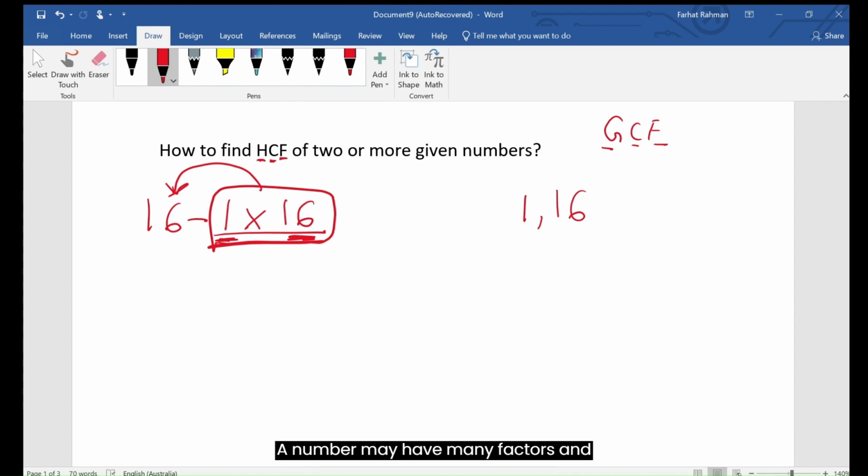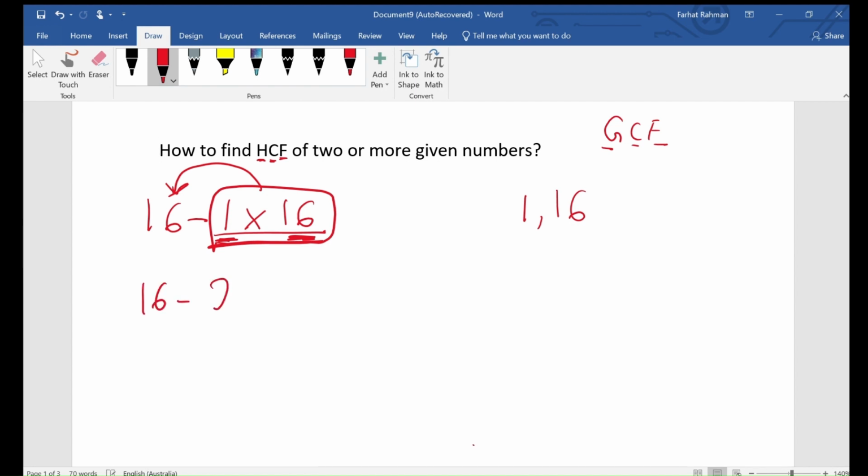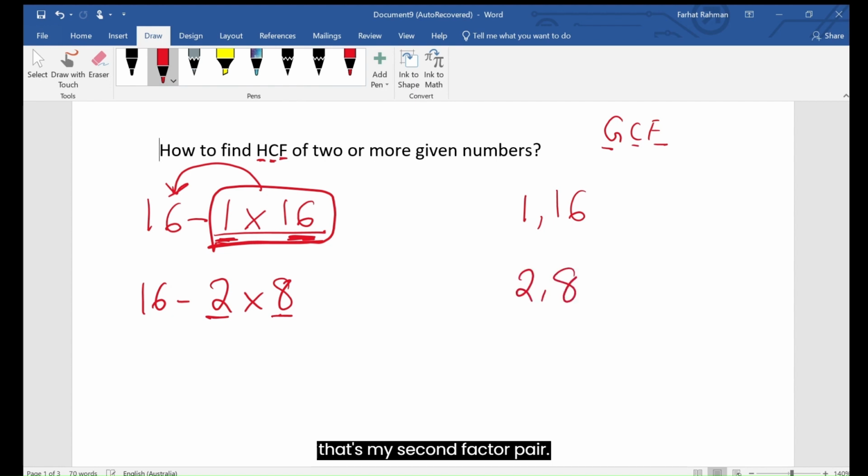A number may have many factors, and 16 has more factors. We know that 2 times 8 also gives us 16. So 2 and 8 are other factors of 16, and that's my second factor pair. We also know 4 times 4 gives us 16. So this is another factor pair.